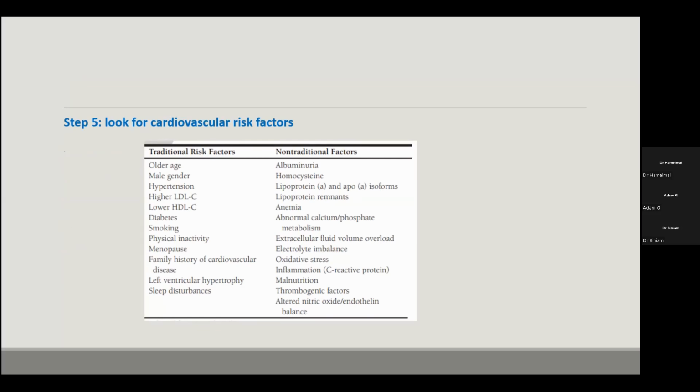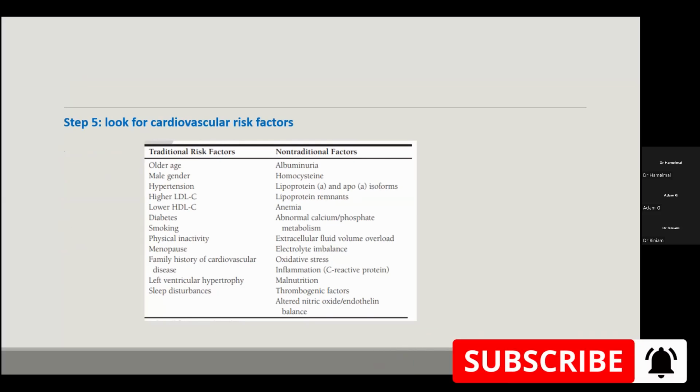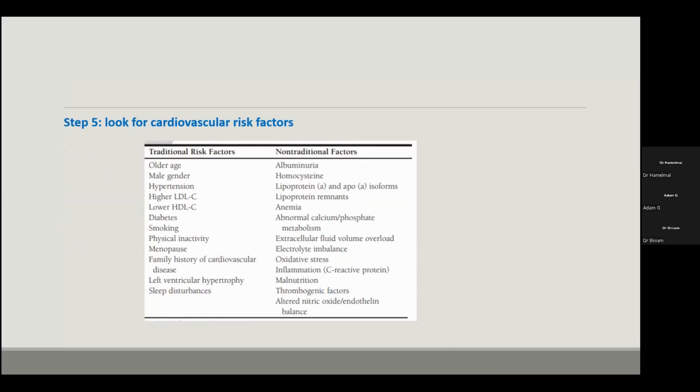Higher levels of LDL should be looked for. A lipid panel should be done for all patients with CKD at least, and if there is high cardiovascular risk, patients should be on statin. Diabetes screening, like I said, should be done regularly, and historically, smoking, physical activity, and other traditional risk factors should be looked for. For non-traditional risk factors, albuminuria should always be quantified. Anemia has been associated with increased cardiovascular mortality in patients with advanced CKD, especially CKD stages 4 and 5. Fluid overload and electrolyte imbalance should all be looked for in patients.